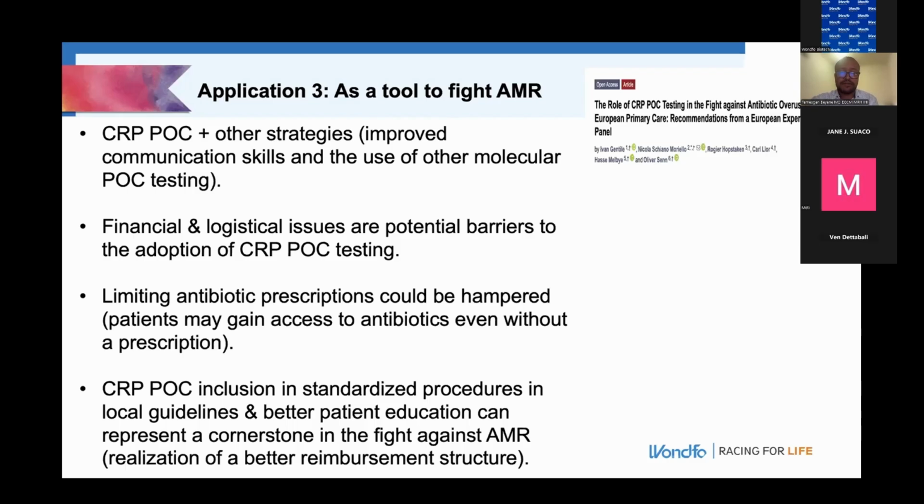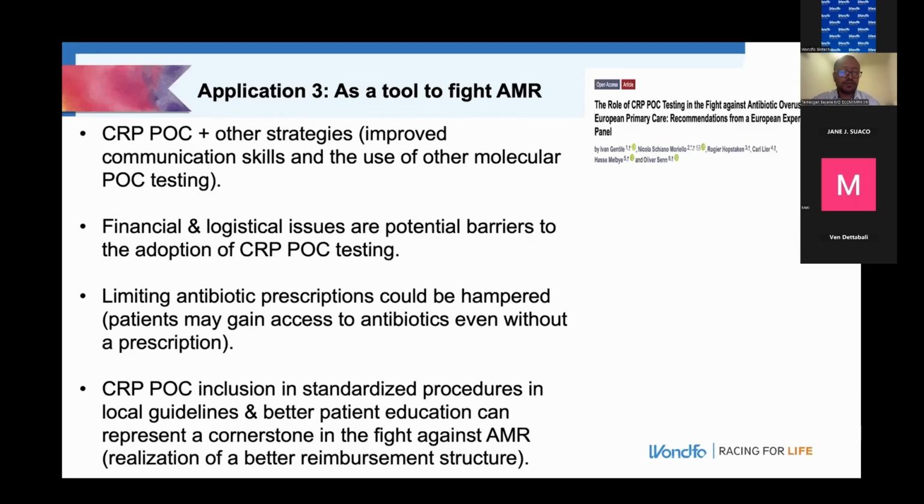And limiting antibiotic prescriptions, which was tried in different countries, may not work. Even if limiting was there in the hospitals, from the healthcare professionals' point of view, there may still be a possibility that patients can gain access to antibiotics even without any prescription. That's what's ongoing worldwide nowadays, especially for simple infections like respiratory tract infections and urinary tract infections. For these syndromes, people can take antibiotics even without prescription.